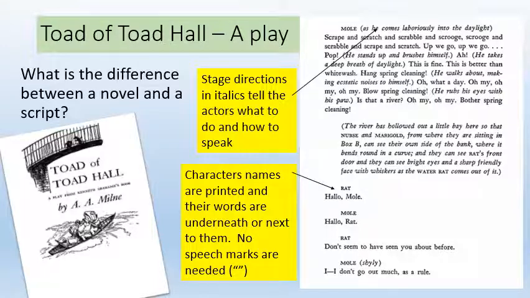There's a bit of an extract from a play there on the right. Stage directions: every time a character speaks, before they speak, there is a stage direction which is telling the actor what he or she should do, and that is always in brackets and in italics, as you can see there. And then the characters' names are printed and their words underneath or next to them. No speech marks are needed. All right, have a look at that slide and a read of it, and all will become clear as you go on to the next slide.